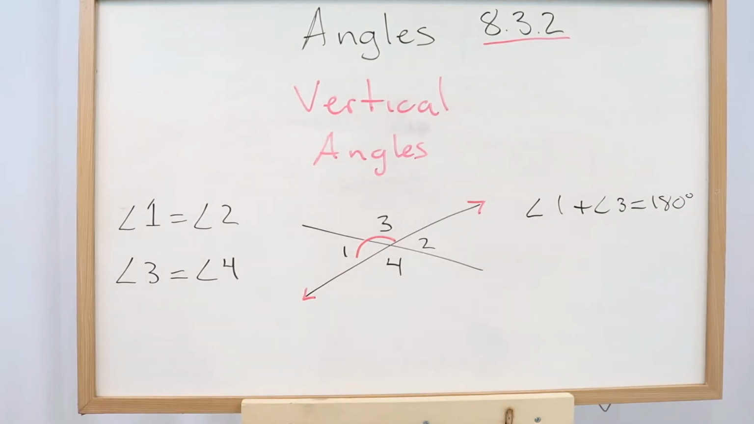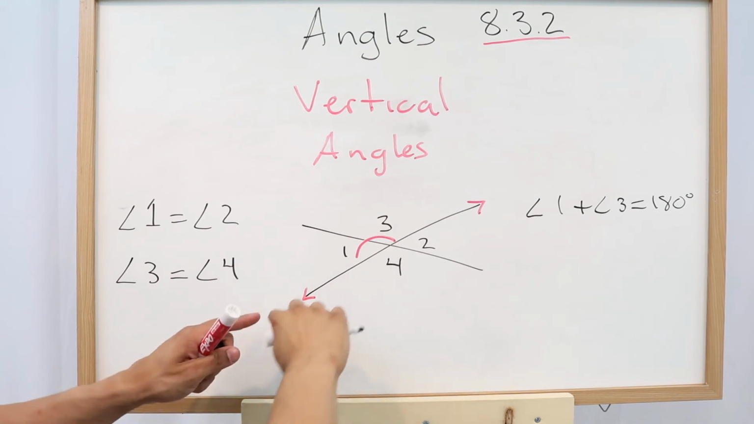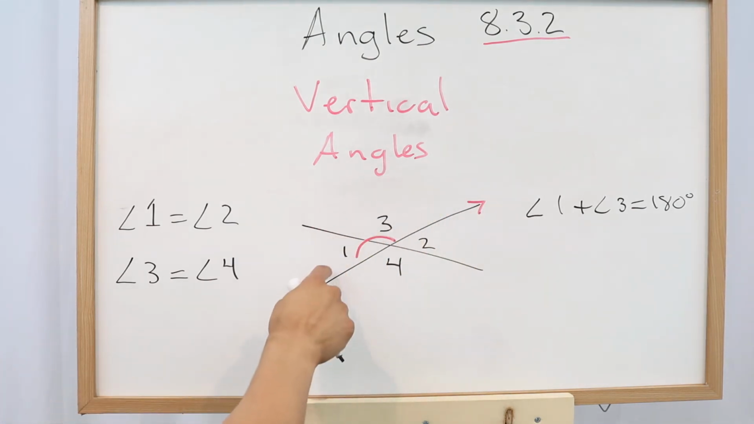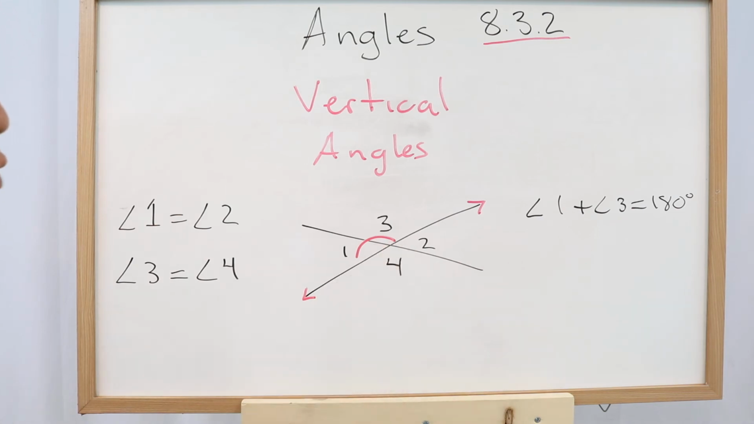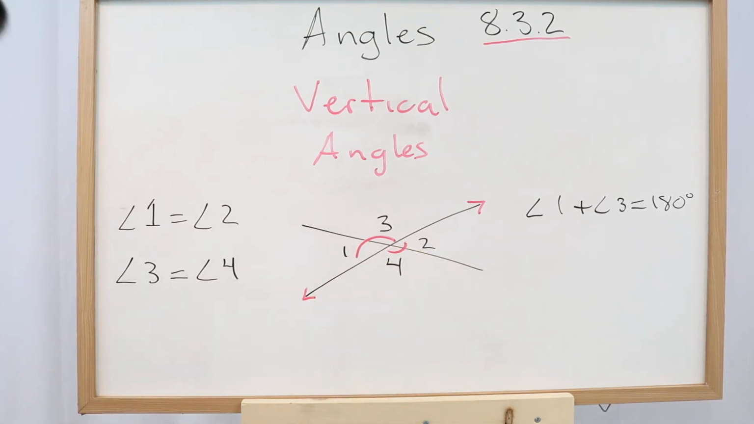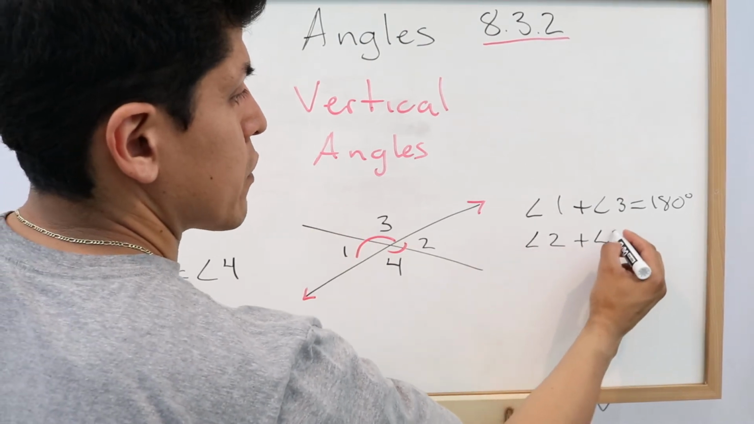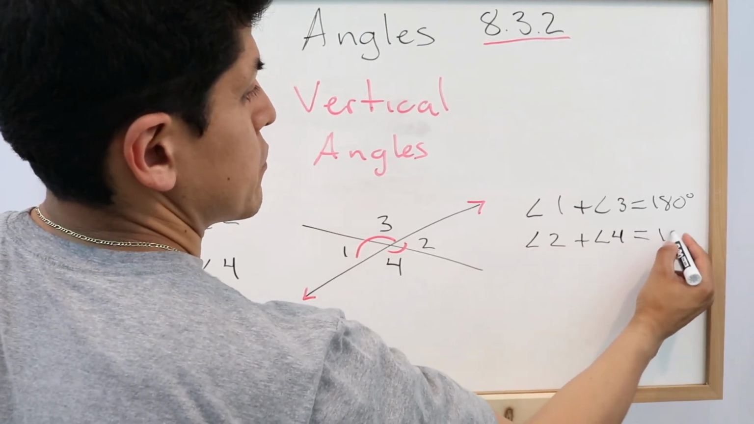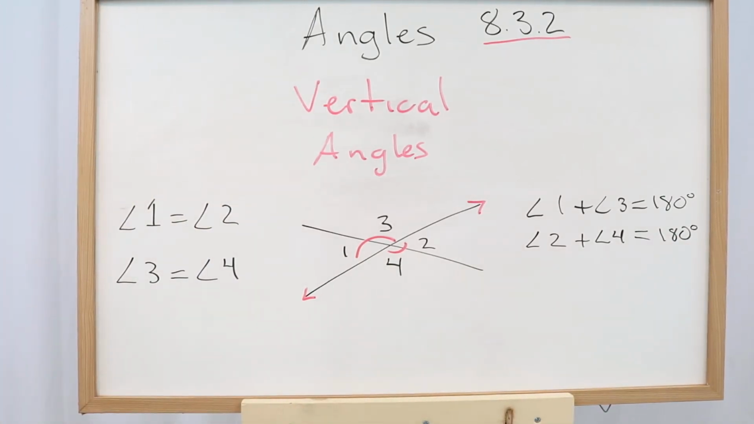Remember how we used the protractors in class? Well, this is a line right here, so that's 180 degrees. Whatever this is plus whatever this is has to give me 180. And guess what's going to happen with 2 and 4? Same thing. Angle 2 plus angle 4 gives you, that's right, 180 degrees. You guessed it. That's information we're going to need to know for the quiz as well.